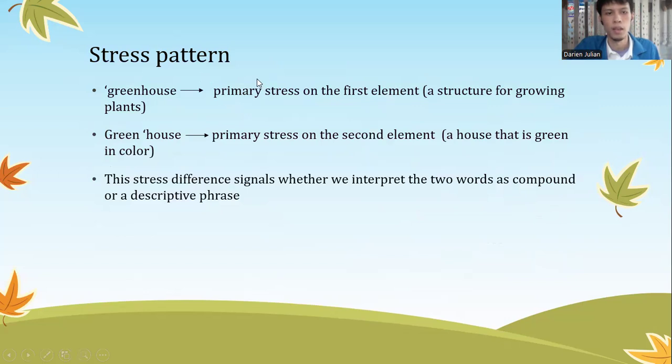A stress pattern, for example, for greenhouse, primary stress on the first element, which is a structure for growing plants, whereas in green house, primary stress on the second element, which is a house that is green in color. This stress difference signals whether we interpret the two words as a compound or a descriptive phrase.